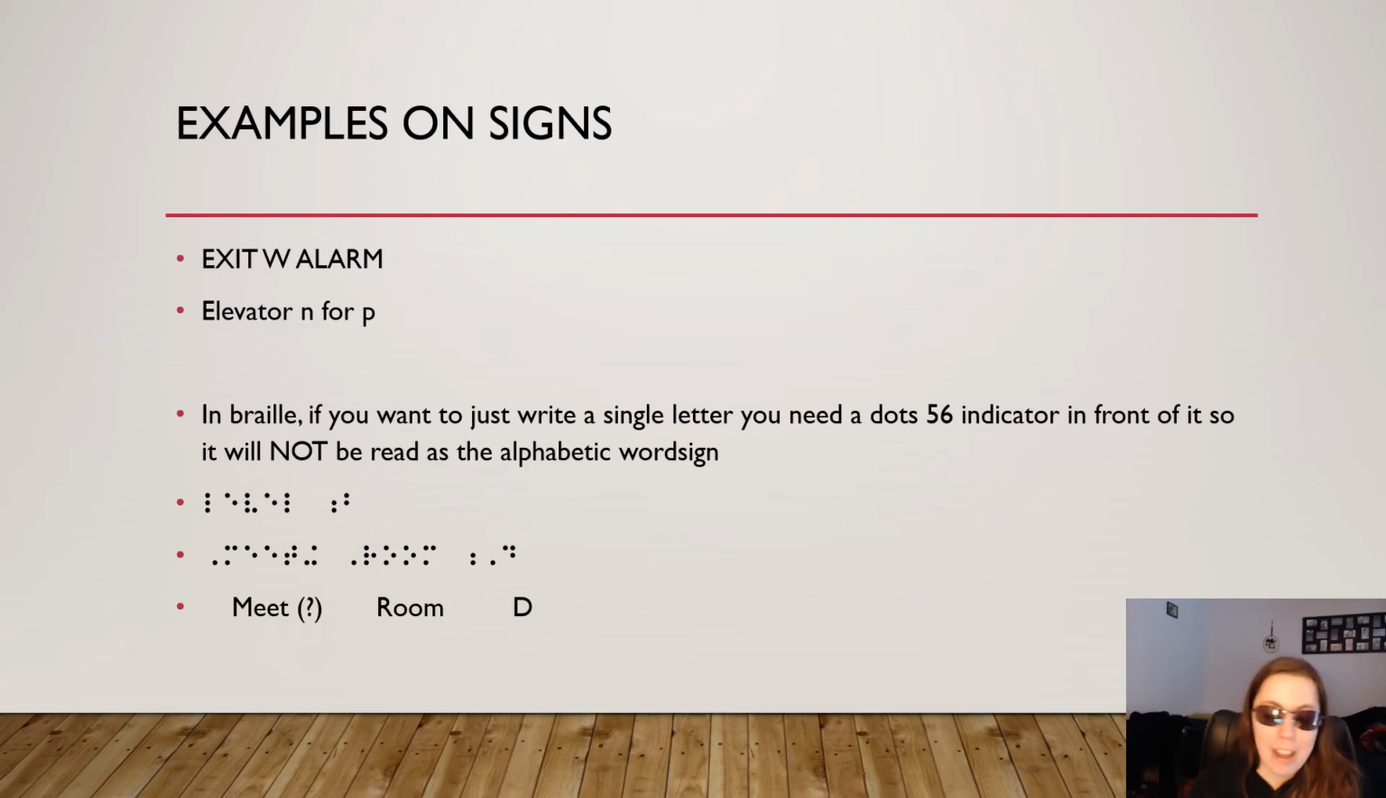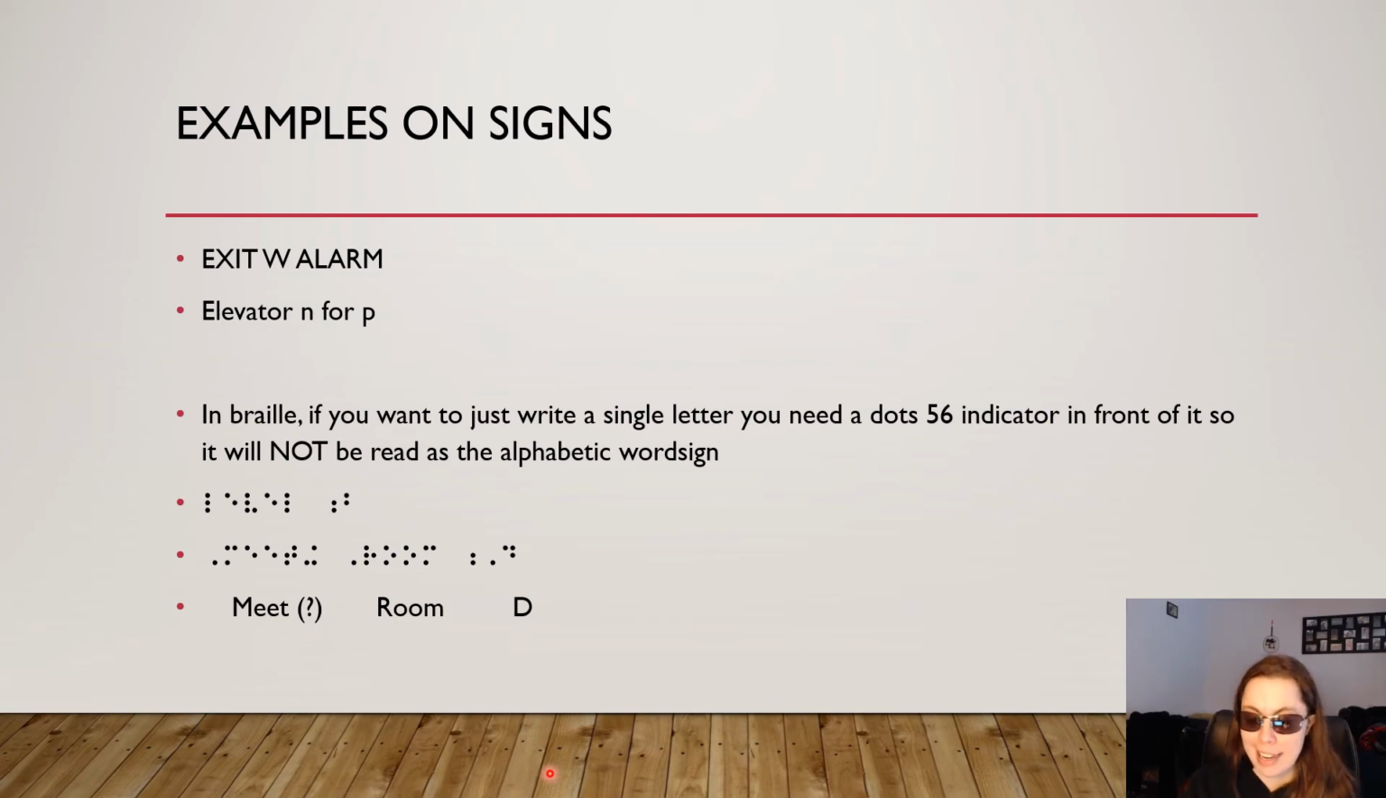In Braille, if you want to just write a single letter, you need to put a dots 5-6 indicator in front of it. That's called a grade 1 indicator or an English letter indicator, depending on what system you're talking from. We put that in front of the letter so that it's not read as the alphabetic word sign. You'll see that on signs probably much more often than word signs themselves, just because of the frequency of it. So for example, level B would use the dots 5-6 indicator in front of the letter B here so that you could tell that this is not level but, it's level B.